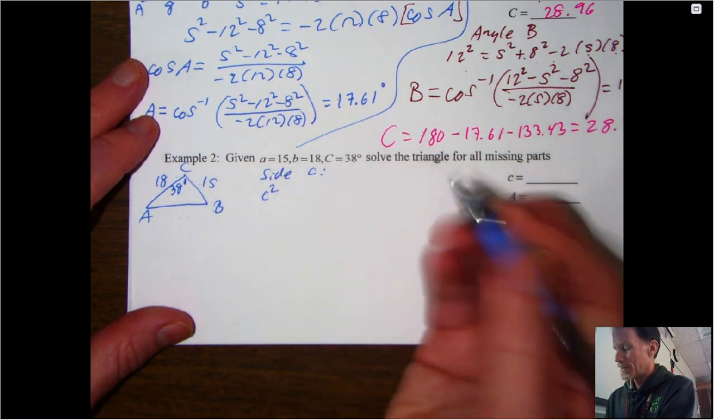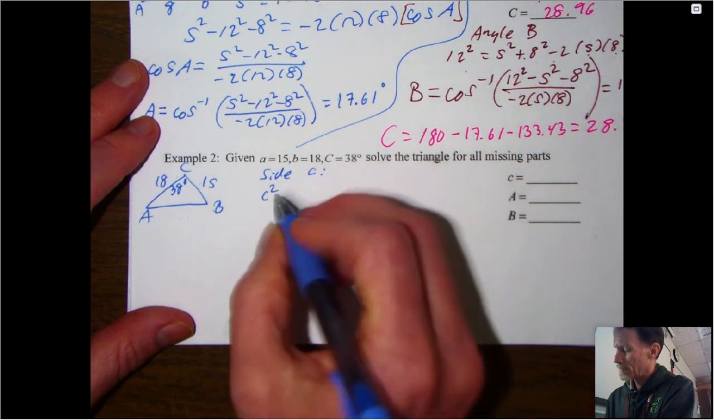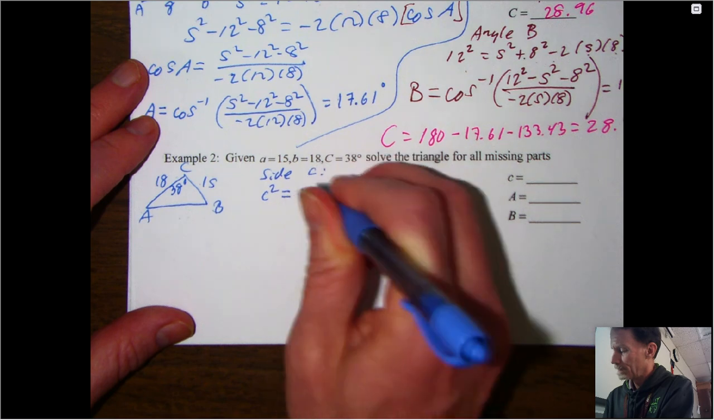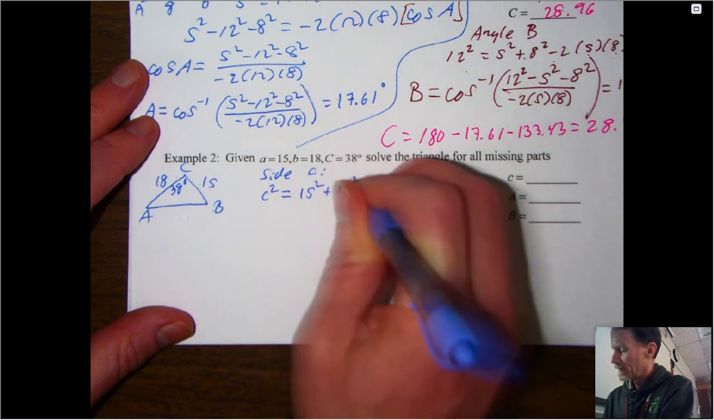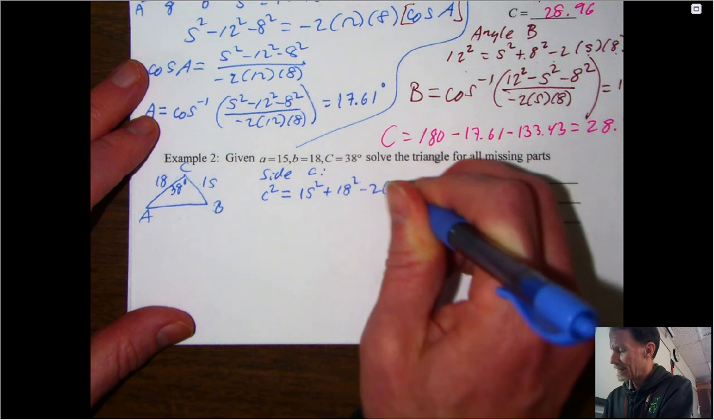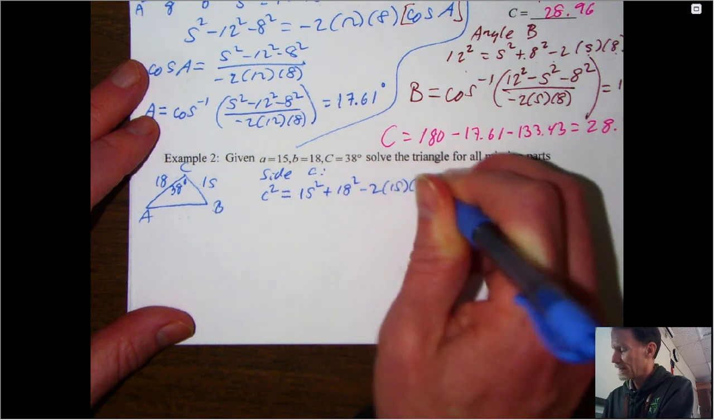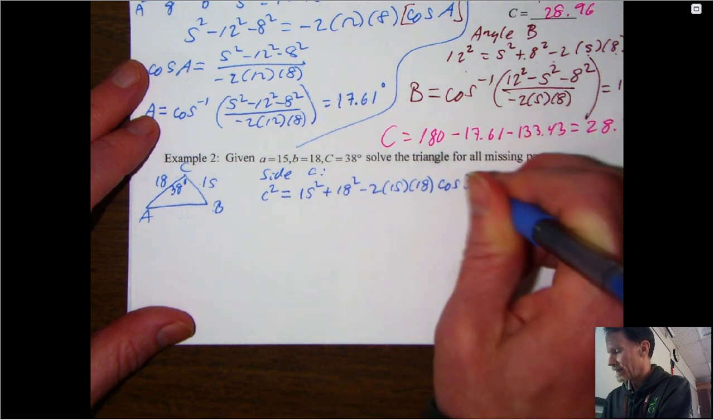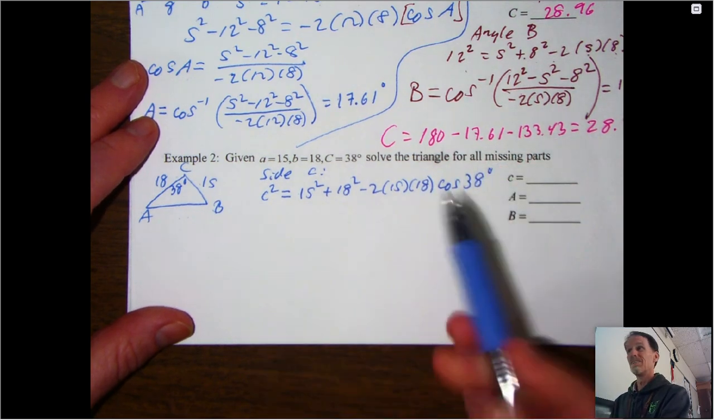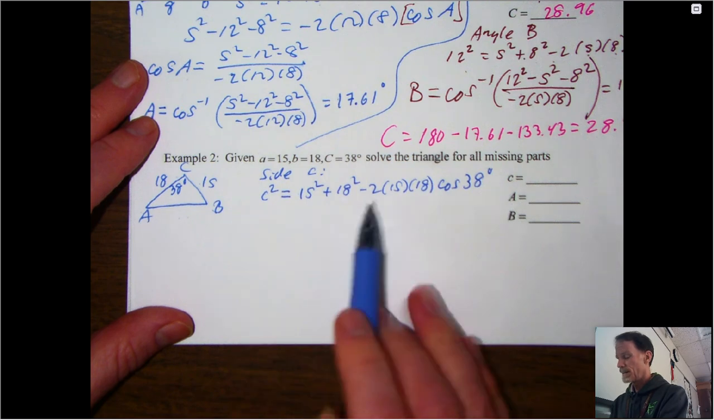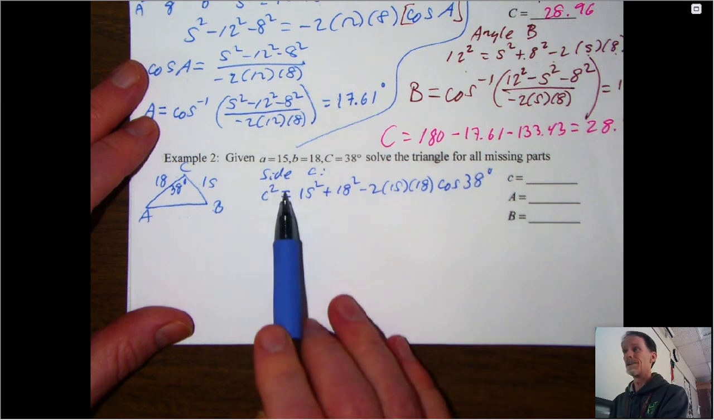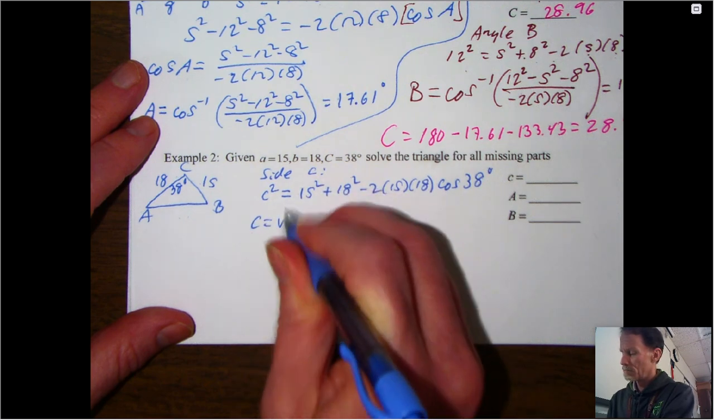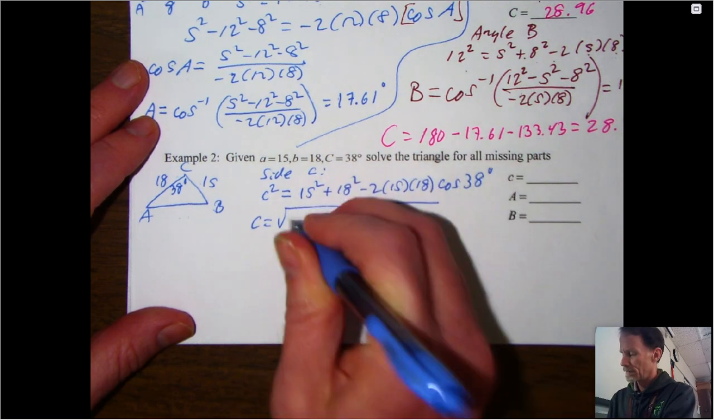And again, you can do this in one step too, but I'm going to write the whole thing out. So C squared equals A squared plus B squared minus 2 times A times B cosine of C, and I know what that is, it's 38. This is the easy one because there's no solving going on here. All I got to do is undo the squares, so it's just square root the whole thing. So C is equal to the square root of exactly what I just wrote.